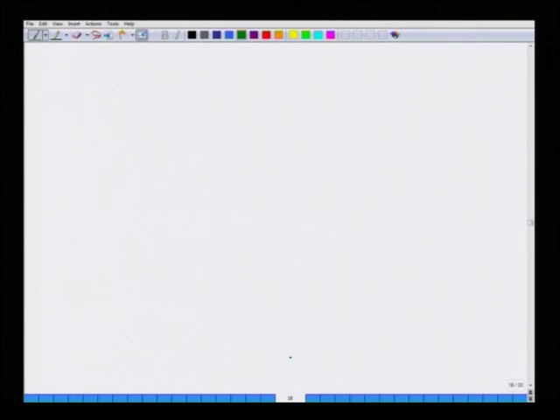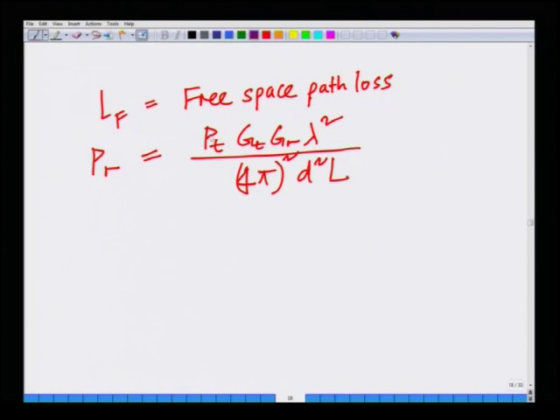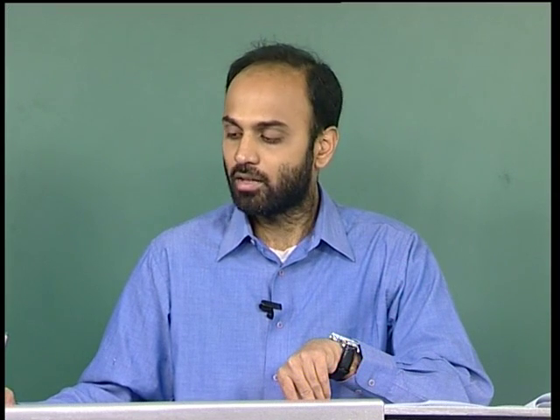For instance, let us go to the free space path loss. LF equals the free space path loss. We already said in free space the received signal power as a function of distance is Pr equals Pt Gt Gr lambda square divided by (4 pi) square d square L, where Pt is the transmit power, Gt is the transmit antenna gain, Gr is the receive antenna gain. Remember, these are the radio frequency gains. Lambda is the wavelength, and d is the distance, and L is the system loss factor. Let us assume a normal scenario and set Gt equals Gr equals L equals 1, that is, I am considering normal antennas where the gain factors are 1 and there is no system loss factor.